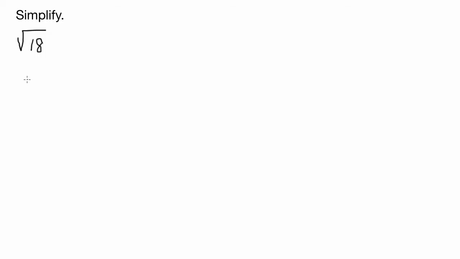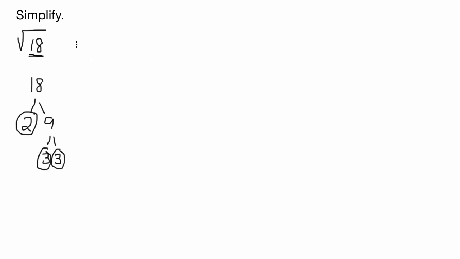Let's simplify some radicals. So here I want you to simplify the square root of 18. Okay, so the first thing you're going to do is take the radicand, which is 18, and write it as a product of its prime factors. So let's factor 18. We've got 2 and 9, and then 3 and 3. So the prime factorization of 18 is 2 times 3 times 3.